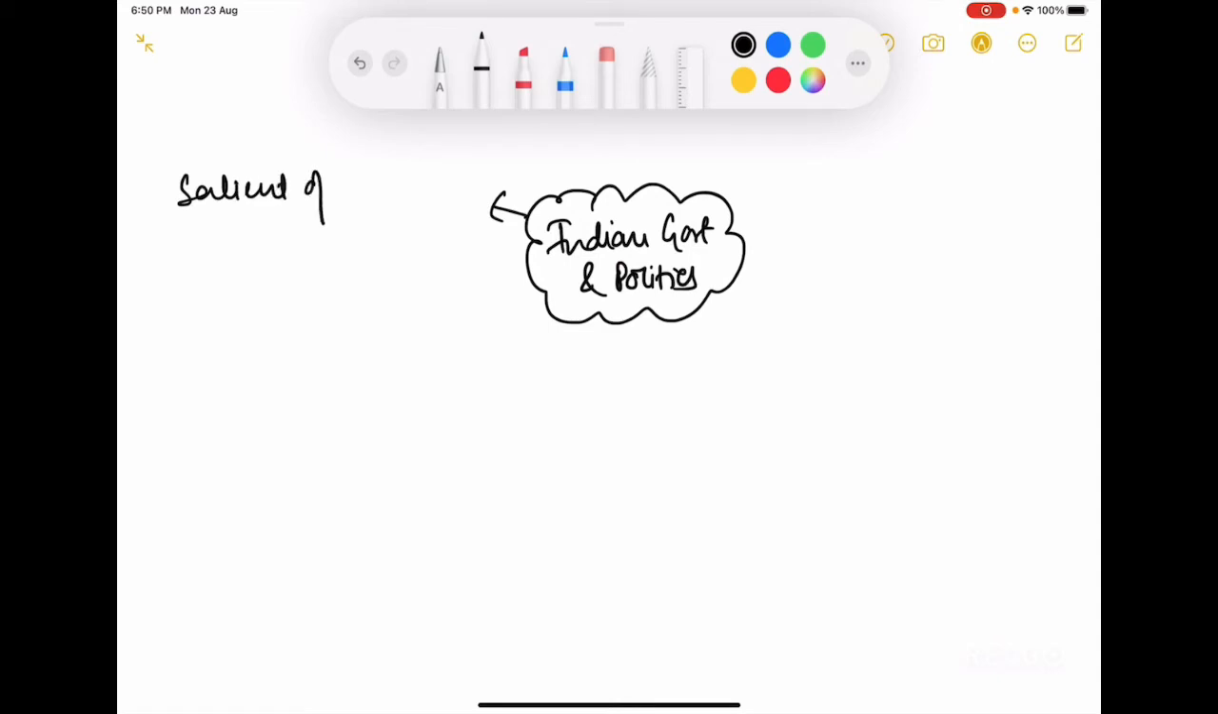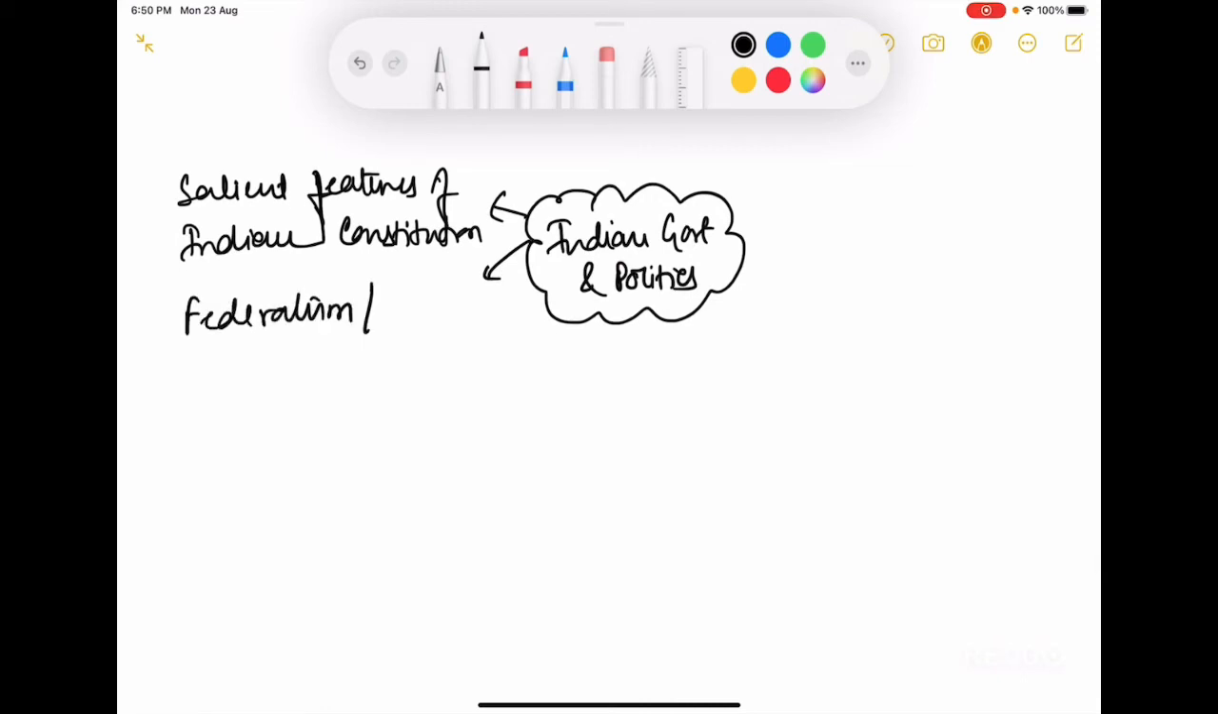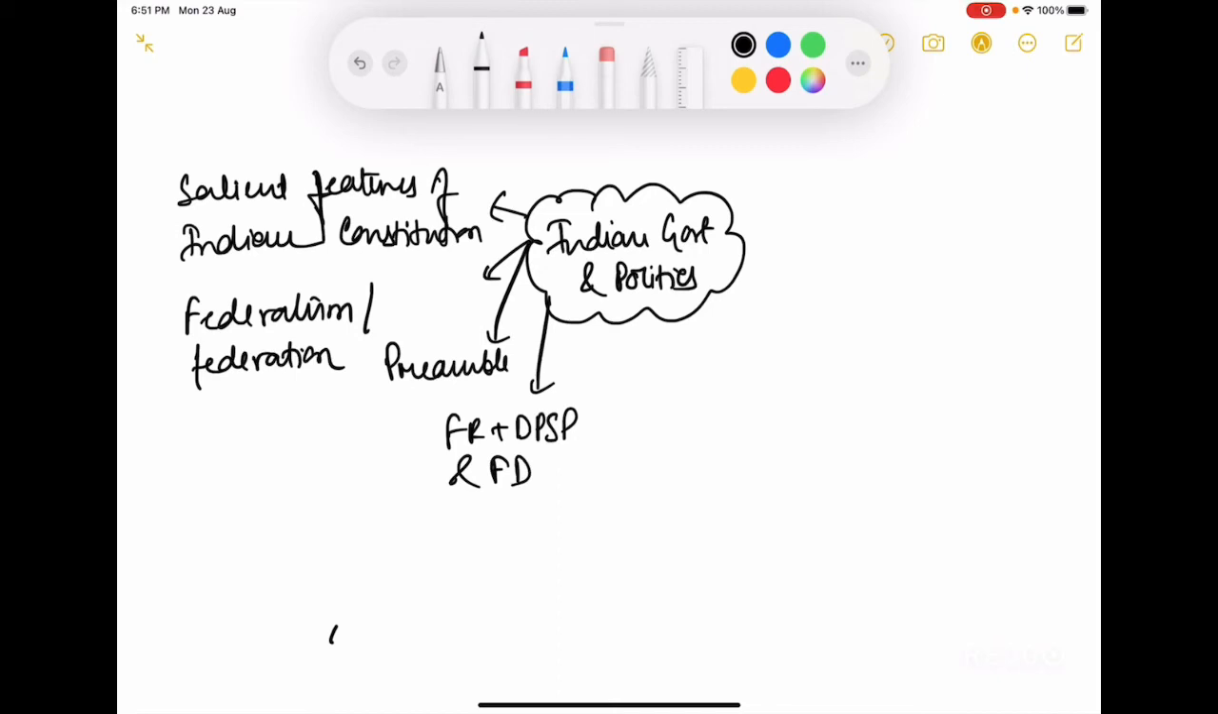Salient features of the Indian Constitution. This is paper 2 of part A, or rather first paper, second part. Then you'll have federalism, or what you need to understand is federation. Then preamble. Then FR, DPSP, and FD, fundamental duties.